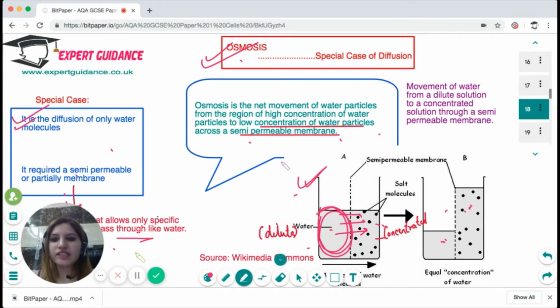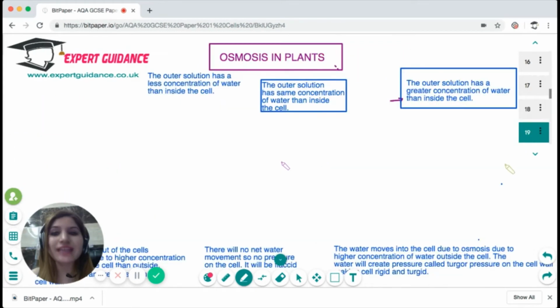So I hope this definition of osmosis and this concept that it is the movement just of water molecules through the semi-permeable membrane, and it's the movement of water from a dilute to a concentrated solution, is clear to you. Always remember, don't write it is the movement of substance from high concentration to low concentration. That's the wrong definition. High concentration of water to a low concentration of water is the correct one.